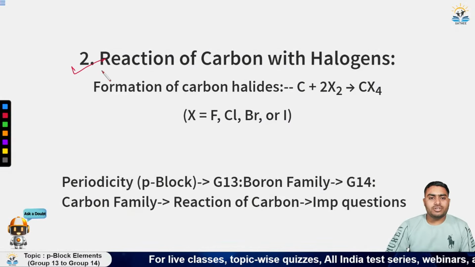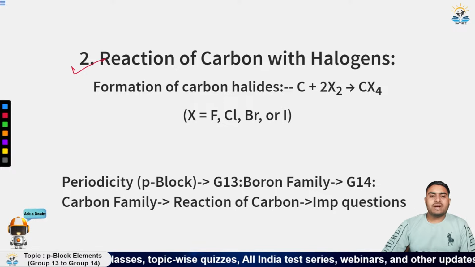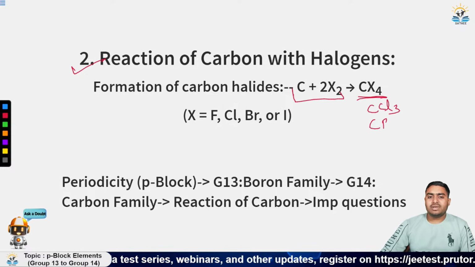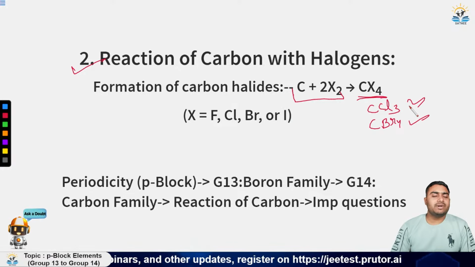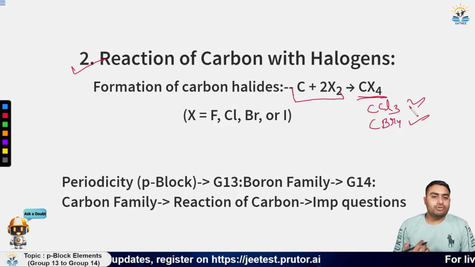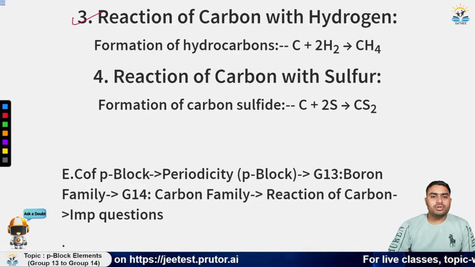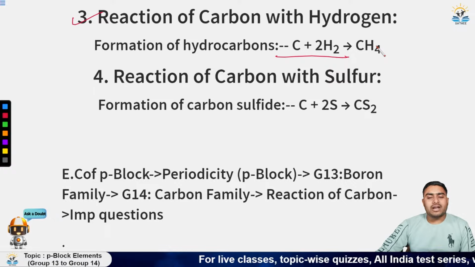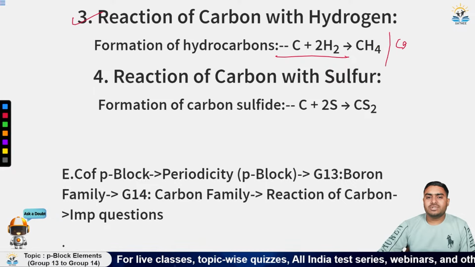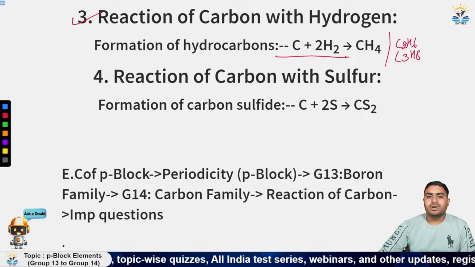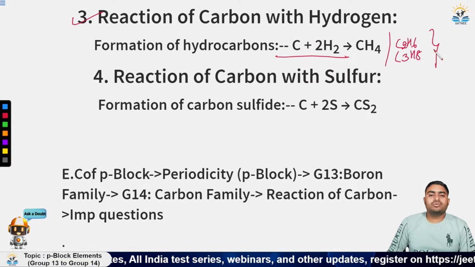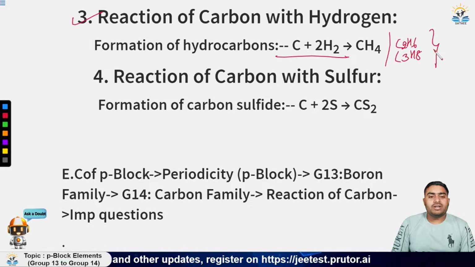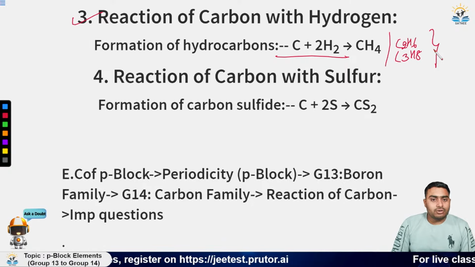Now the next point is formation of carbon halides. If carbon reacts with a halogen, it can form carbon halides like CCl4 and CBr4, that is carbon tetrachloride, carbon tetrabromide, etc. The next interesting point is the reaction of carbon with hydrogen. It can form hydrocarbons like CH4, C2H6, C3H8, and any other hydrocarbon, etc., right?